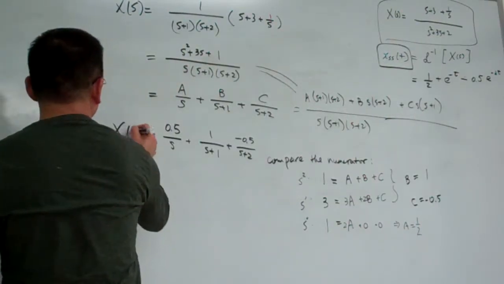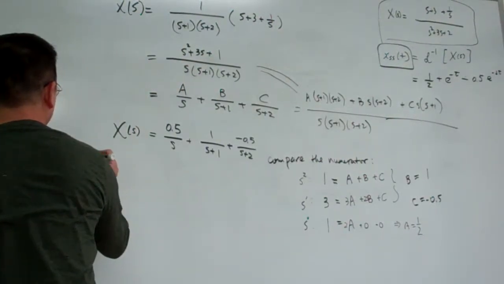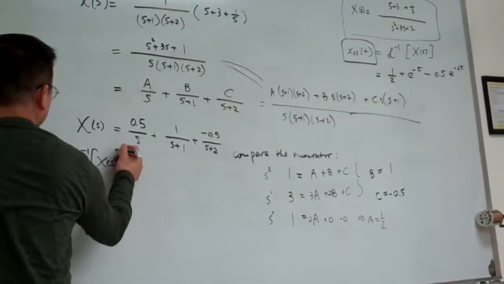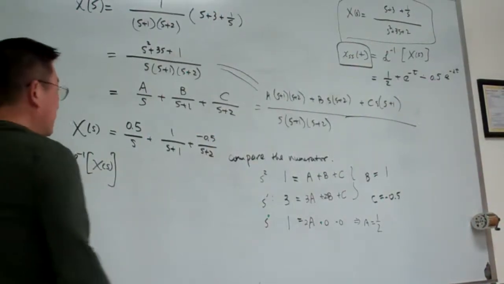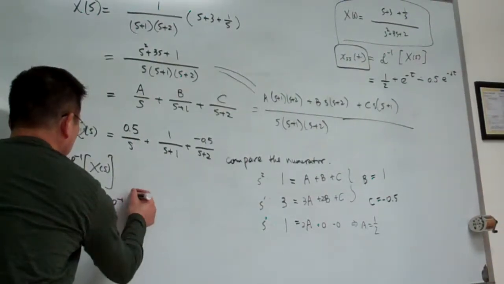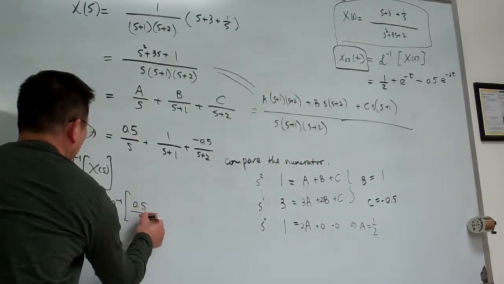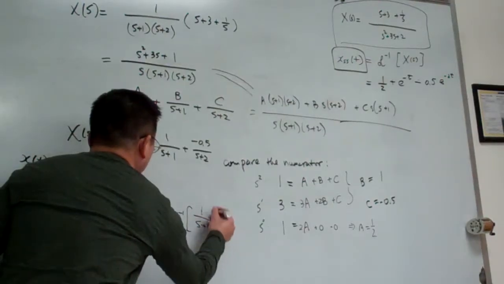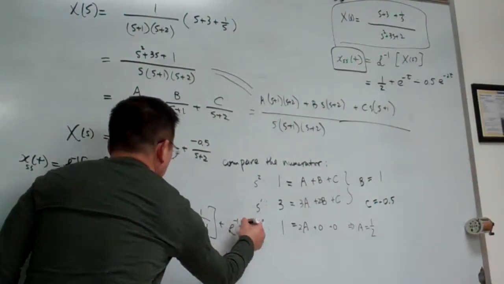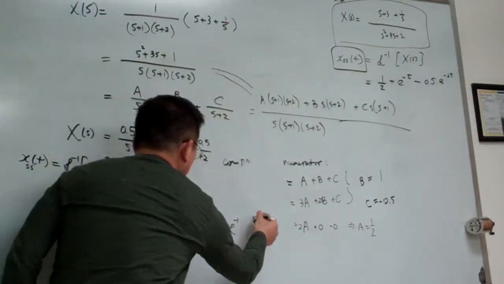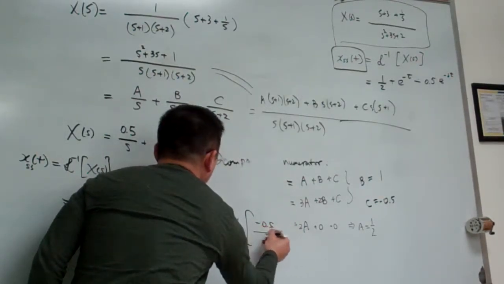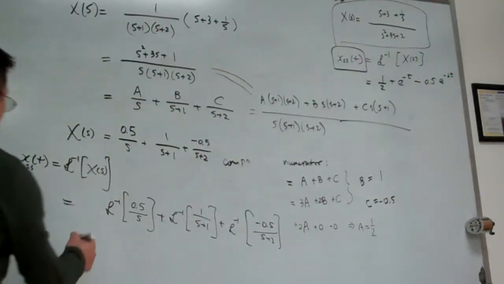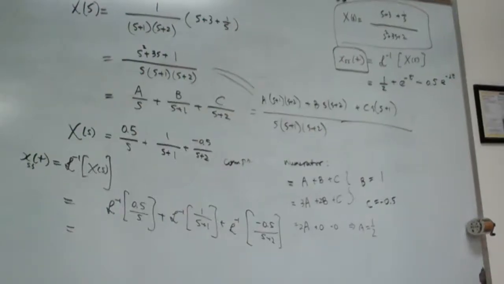So right now this is the capital X. Therefore, X of t steady state equals the inverse Laplace of capital X. So right now I want to take the inverse of individual terms: Laplace inverse of 0.5 over S, plus Laplace inverse of 1 over S plus 1, plus Laplace inverse of minus 0.5 over S plus 2. Okay. So right now we begin to apply.